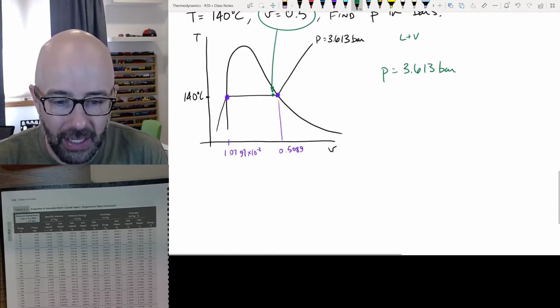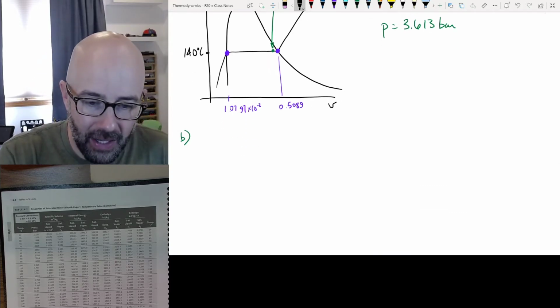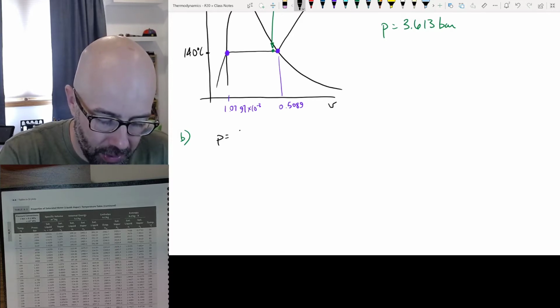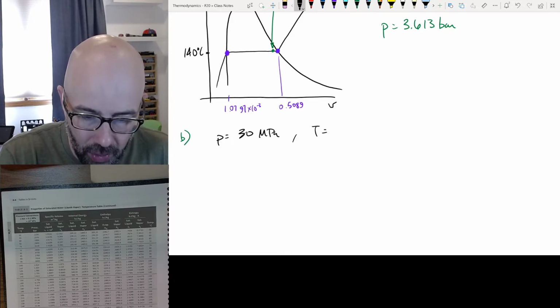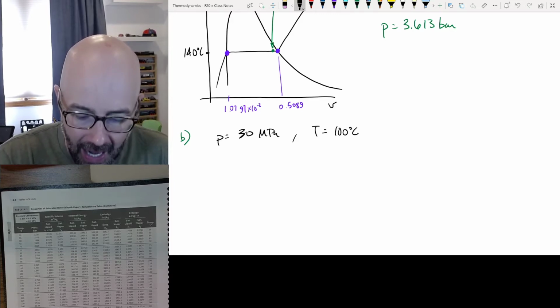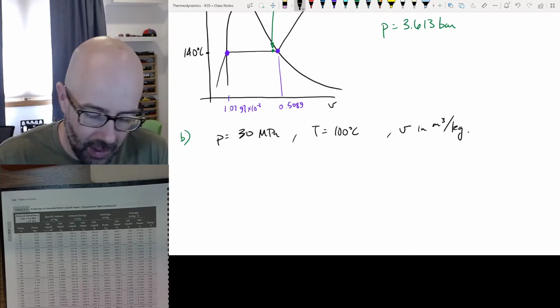Okay, let's go look here now at B. At B here, they say now our pressure is equal to 30 megapascals and our temperature is equal to 100 degrees Celsius, and they want us to find specific volume in meters cubed per kilogram. Okay, so let's figure out what's going on here.